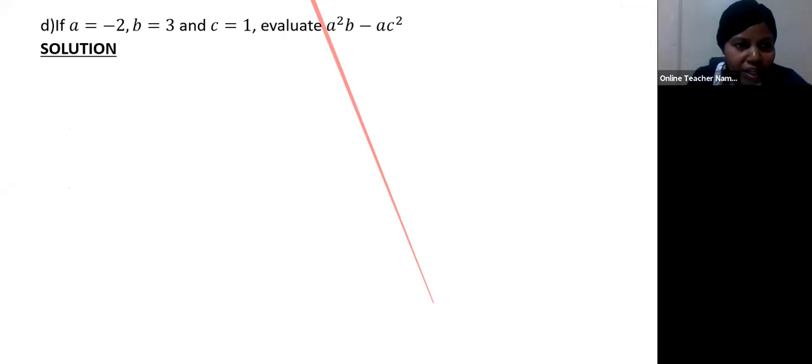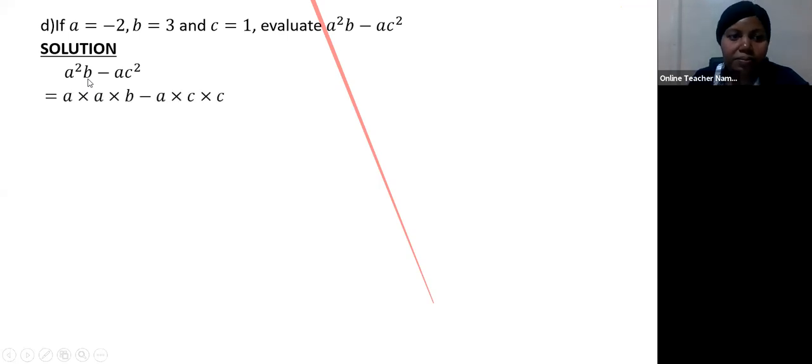If A equals -2, B equals 3, and C equals 1, evaluate A squared B minus AC squared. So the first thing we are going to do is to expand. A squared is the same as A times A. A squared B is the same as A times A times B, minus AC squared is the same as A times C times C.